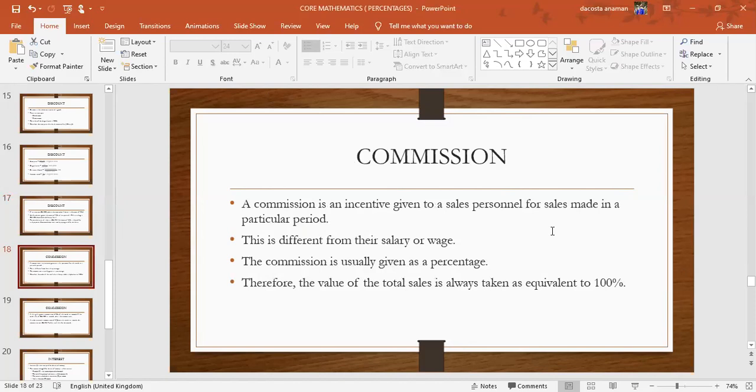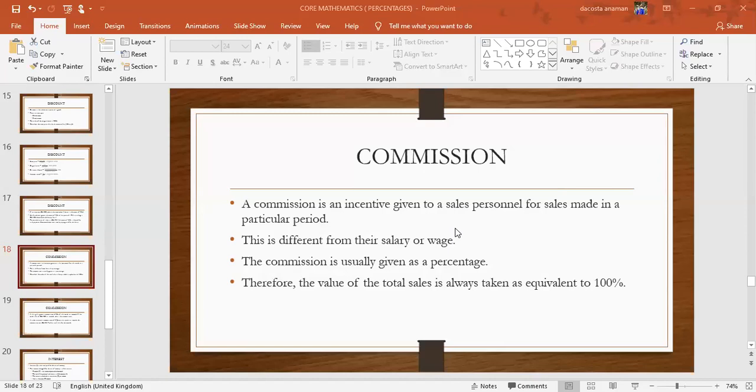So we are going to look at commission. Now, a commission is an incentive that is given to a sales personnel for sales made in a particular period. Okay, it is an incentive. When we talk about an incentive, it is something that will ginger you to do more. So sometimes for you to sweep, your mom will say that after sweeping, I'll do this for you. Then you will see the strength that you'll be using to sweep. For your own room to be clean, you have to be given an incentive before you will do that. So that's an incentive, something that will ginger you to do something.